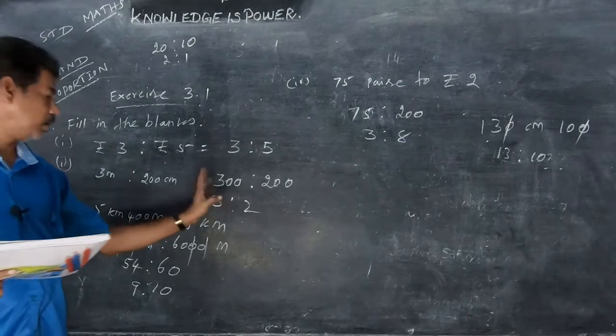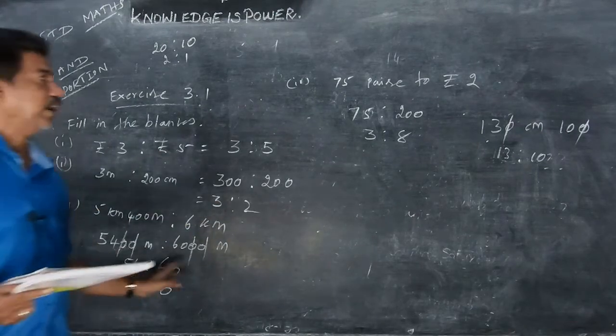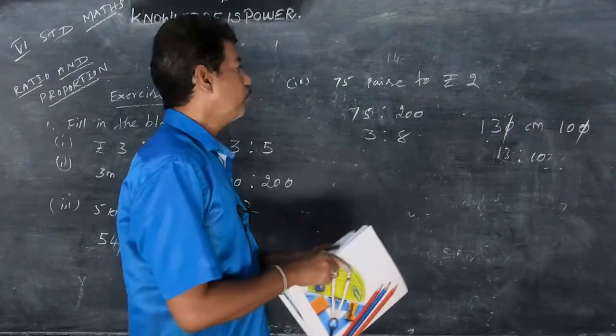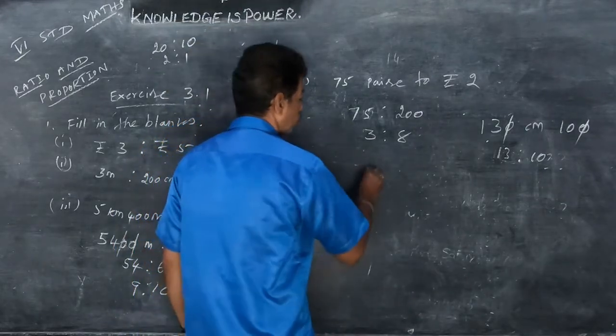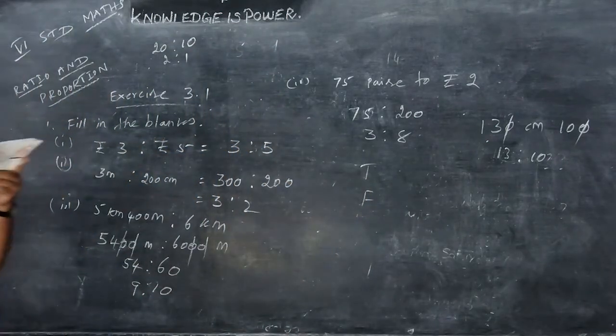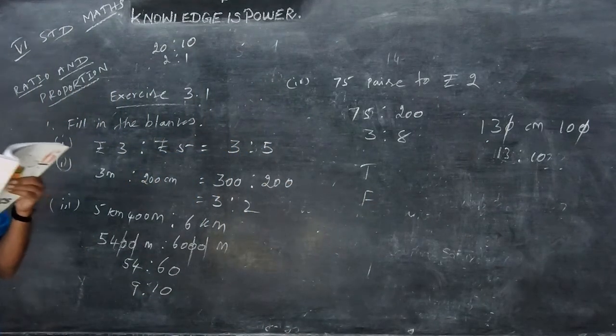First one, answer 3 is to 5. Second one, answer 3 is to 2. Third one, answer 9 is to 10. Fourth one, answer is 3 is to 8. And true or false: first one answer is true, second one answer is false. Can you identify that? Okay.